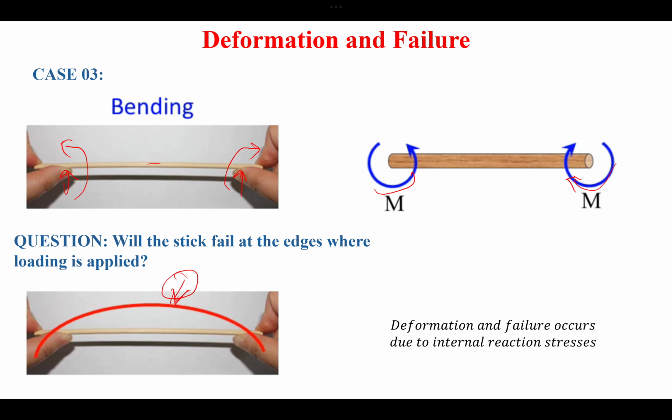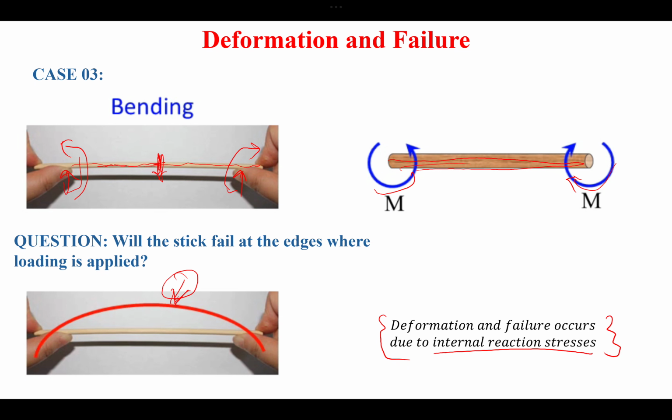But what happens is it's very possible that your body will fracture at this specific location, at the central point. So it is not the forces or the applied external loading that is creating the deformation and failure. It is as a result of this moment there are stresses induced throughout these chopsticks, and those stresses are actually the ones responsible for the behavior. So that's why we say deformation and failure occurs due to the internal reaction stresses.